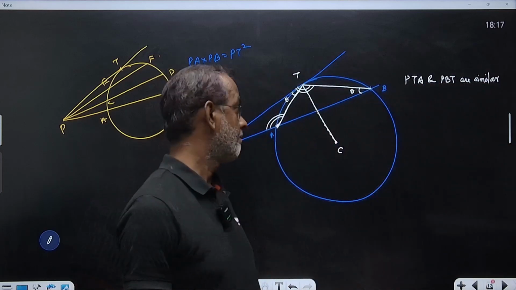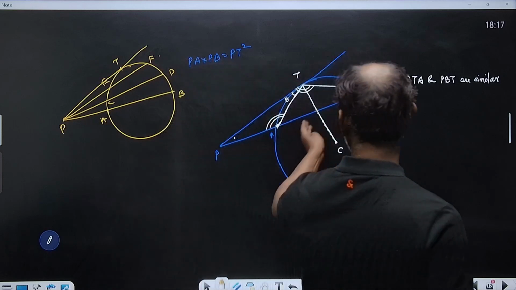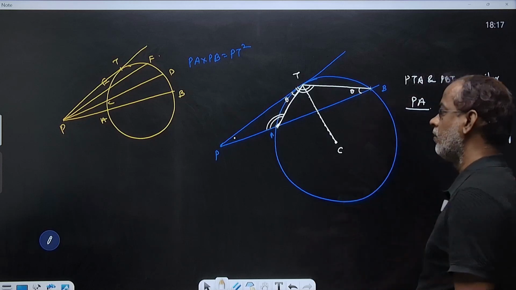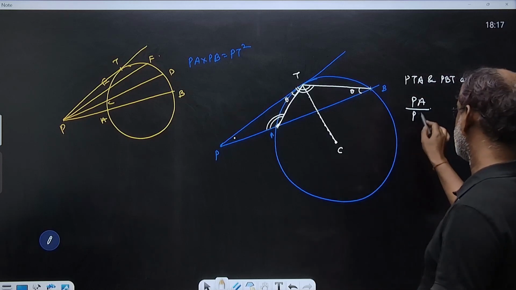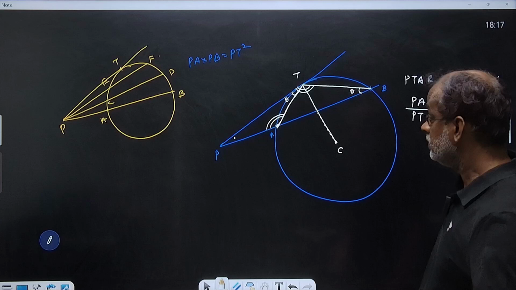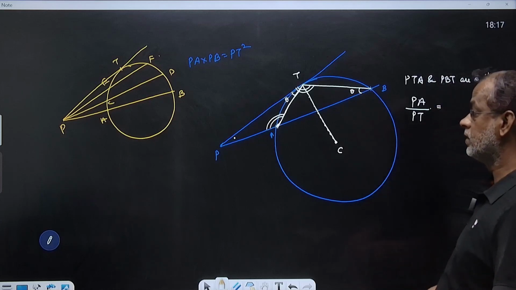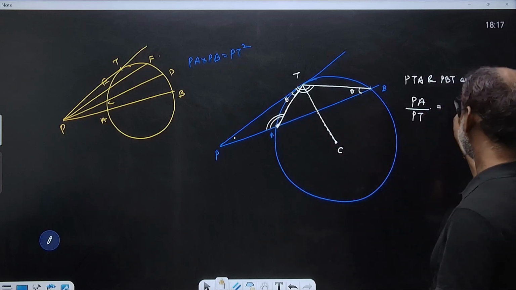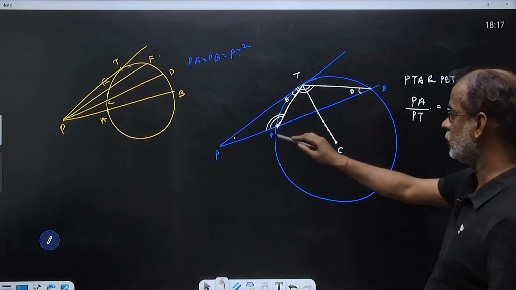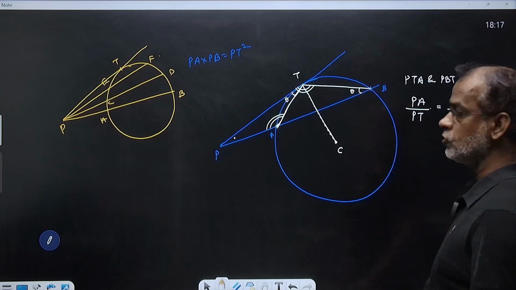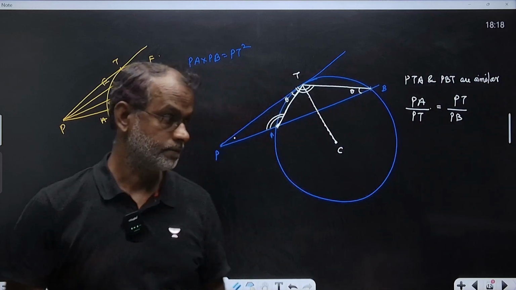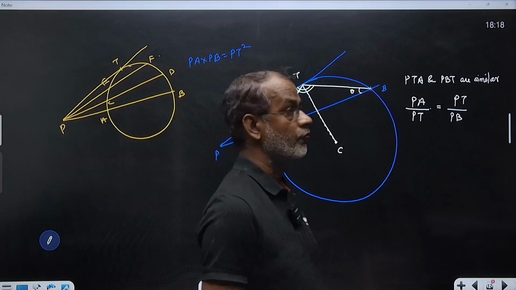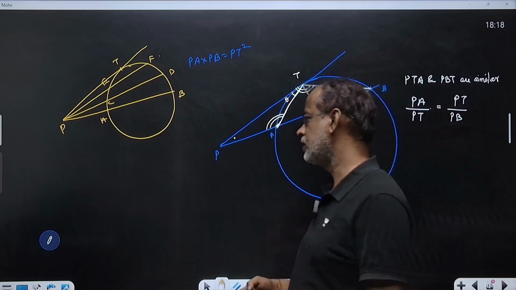Now, opposite to theta, in PTA, you have PA. In PBT, opposite to theta, you have PT. Okay? Now, opposite to this, in PTA, you have PT, and opposite to this, you have PB. So, PA into PB is PT square. A very, very useful thing. You will see that it is very often utilized in dealing with problems.